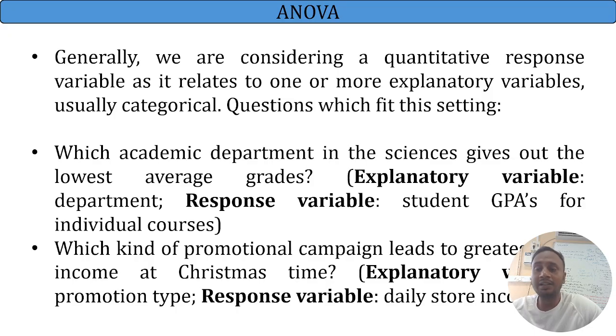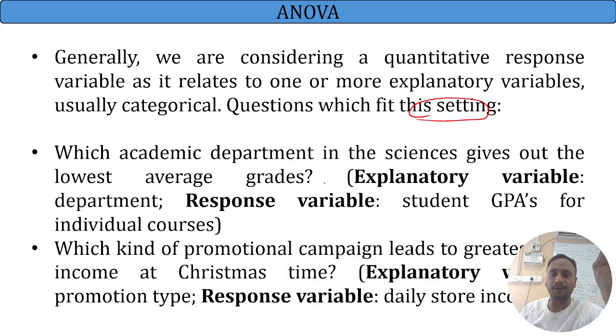ANOVA is actually an extension of the F test. But whenever the number of groups is going to be more, we can check with that. So let's say we have an example, considering the quantitative variable, which leads to the explanatory variable that fits this setting. Let's say I am asking which academic department in sciences gives the lowest average grade.